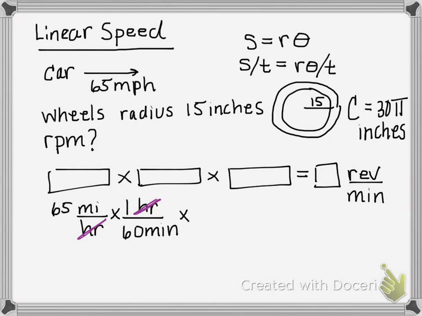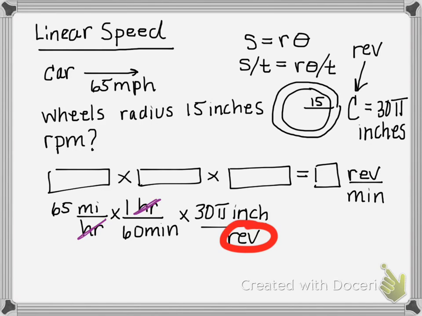Well, what do I have with that? I've got a circumference. One circumference is a revolution, right? So I've got inches per revolution now. I know that there are 30 pi inches. I want revolutions in the numerator. See what I was doing there? I was going to mess that up. I was going to go 30 inches per revolution, but I don't want revolutions in the denominator. I want revolutions in the numerator. So I'll just do the reciprocal.